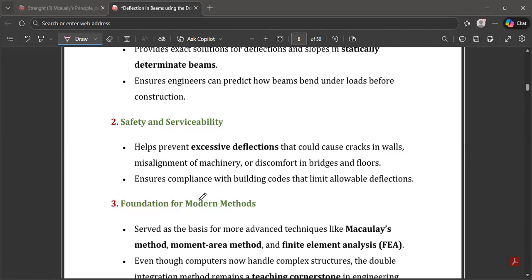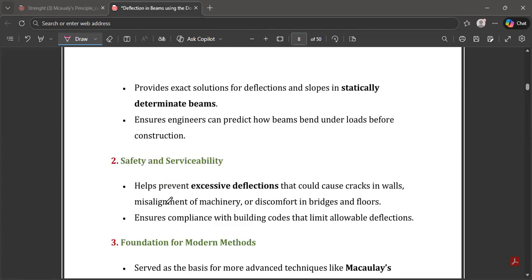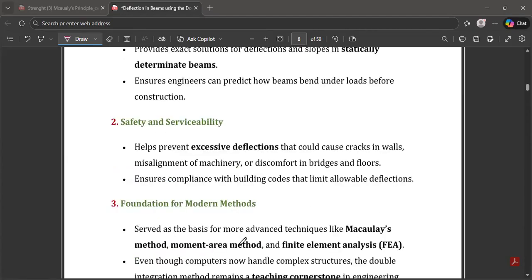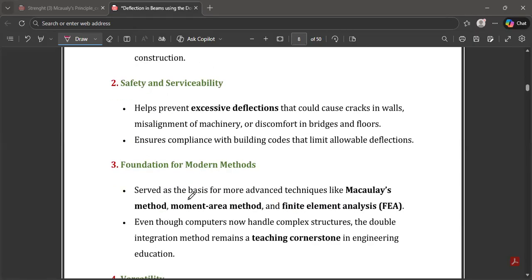So in safety and serviceability, we say it ensures compliance with building codes that limit allowable deflection. Also, as a foundation of other methods, it has served as the base for more advanced techniques like Macaulay's method, the moment area method, and finite element analysis.